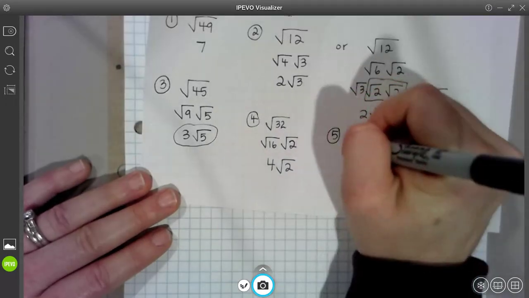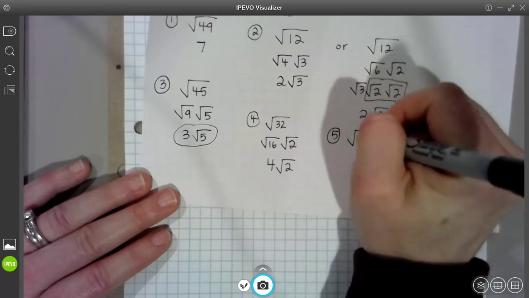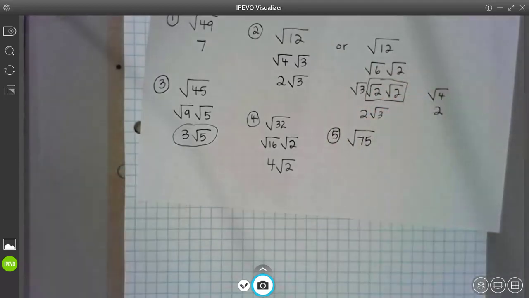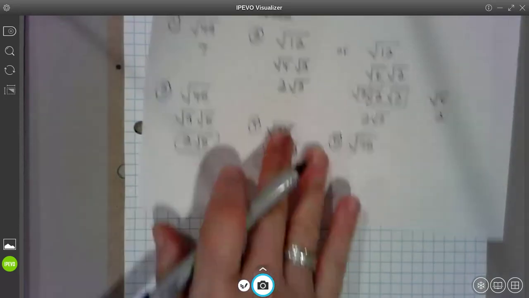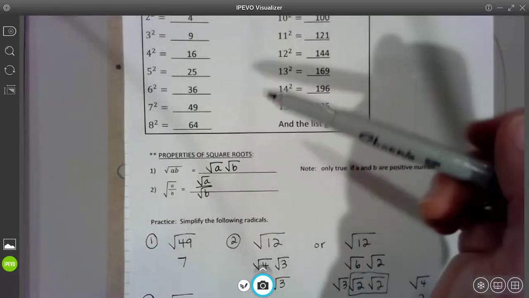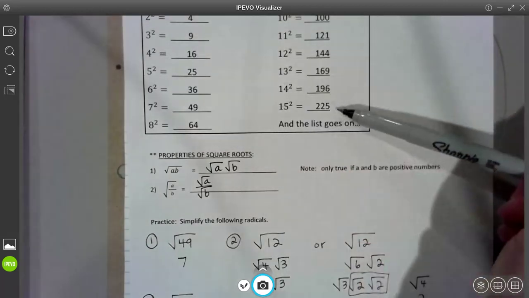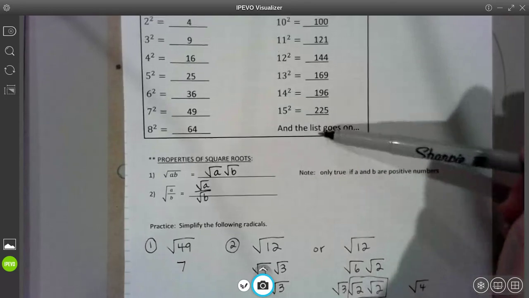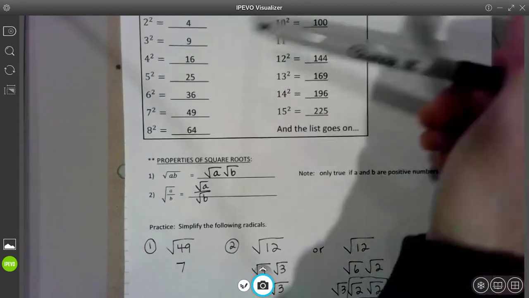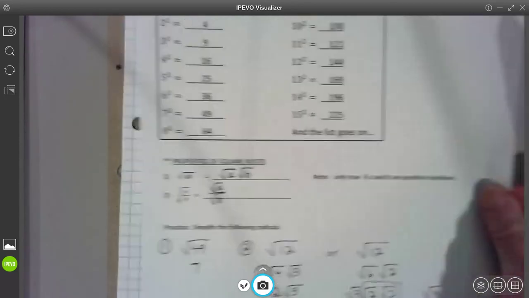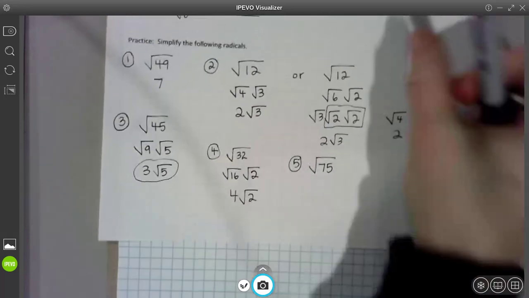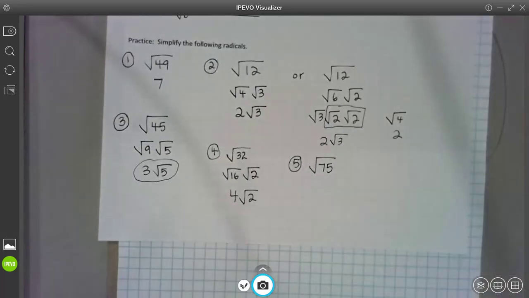Simplify the square root of 75. Go to that list. Now, guys, this list goes on and on forever. I don't think I'm ever going to give you a number where you would need a number bigger than 225, but just know this list goes on forever. These are not the only perfect squares that you could be testing or using. All right? So what's the biggest number on that list that divides evenly into 75?